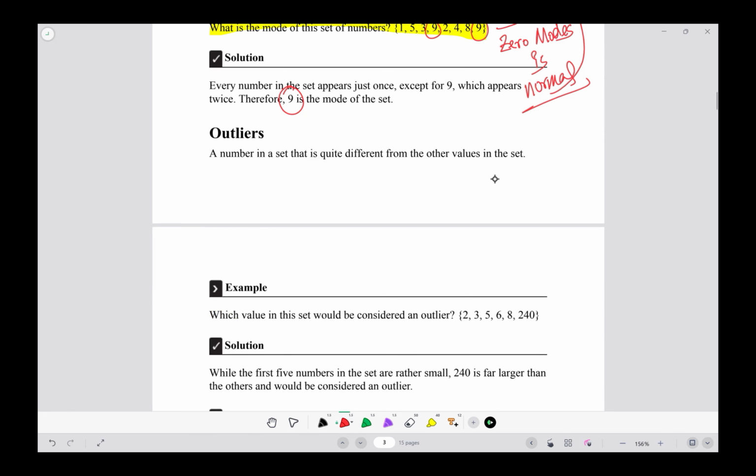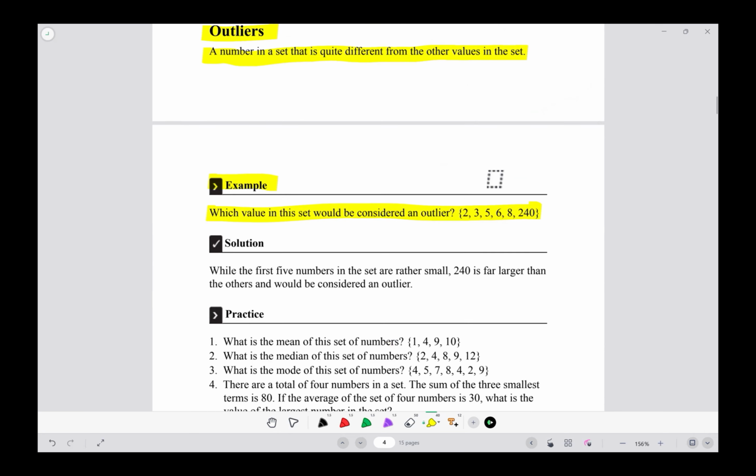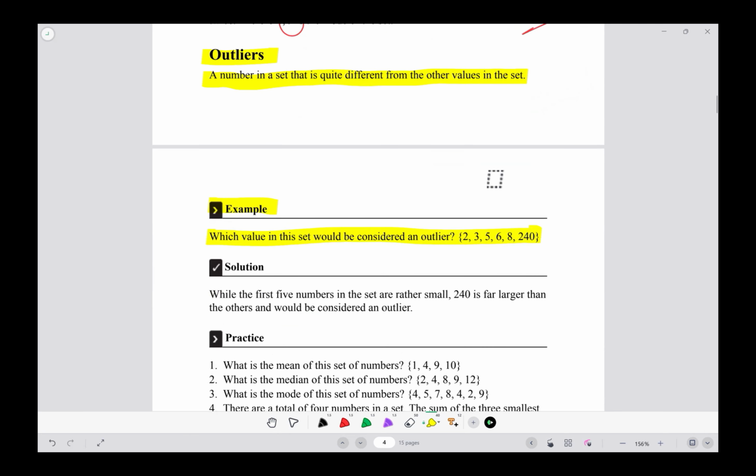So outliers. What is an outlier? An outlier is a number in a set that is quite different from the other values in the set, something exceptional, something extraordinary. For example, just look at these numbers. Use your sixth sense: 2, 3, 5, 6, 8, 240. This 240 is quite extraordinary.